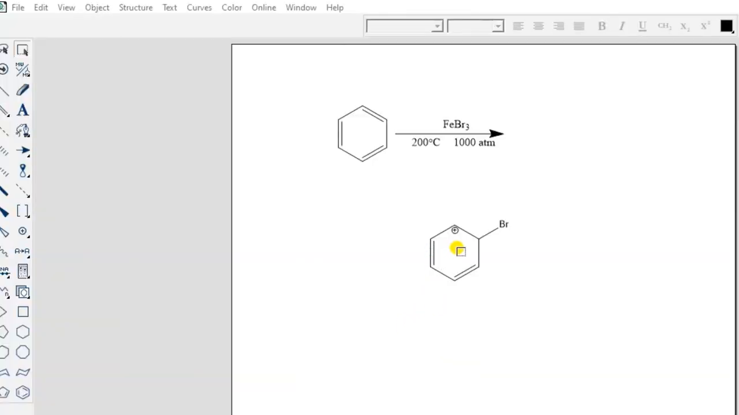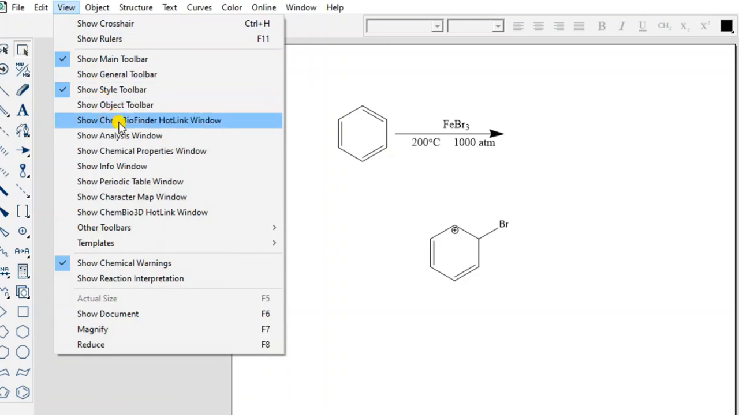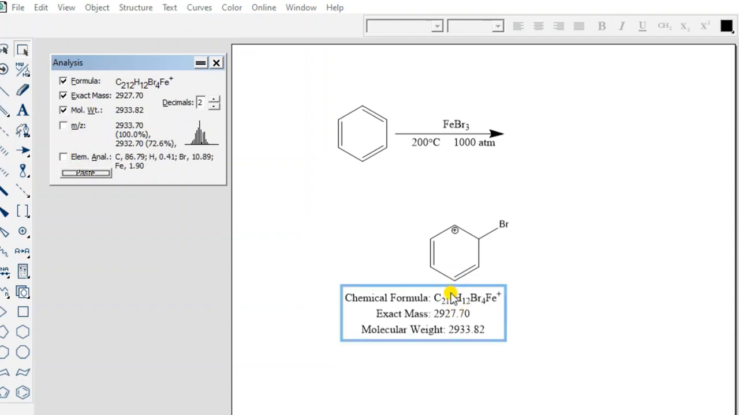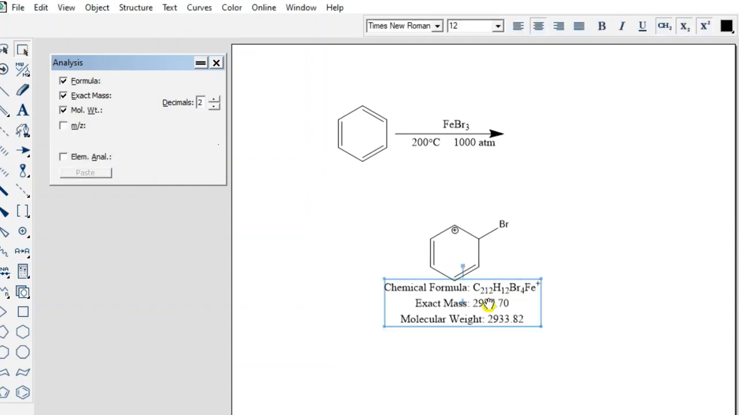Next is to find the mass and formula of this particular structure. I have drawn it and I know its formula and molecular mass, but how can I automatically check it? I will click on View, and then click on Show Analysis Window. So in this way you are watching that its formula is showing, and then exact mass and molecular mass are showing. If we do not want this carbon hydrogen, we can paste it behind. So in this way we can find both the molecular mass and formula automatically.